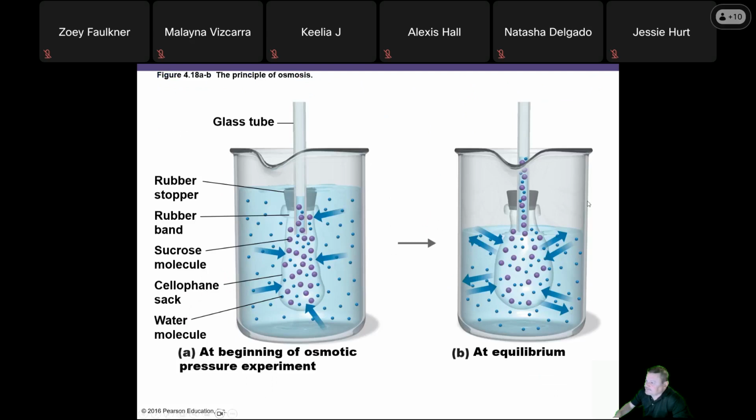This is just a simple experiment to show osmosis. Basically, you put a bunch of stuff inside this little sac, the cellophane sac, and then water is going to want to rush in to equalize. And notice over here, when it swells and there's the same amount of water on the outside as the inside, then that's going to reach equilibrium and stop at that point.